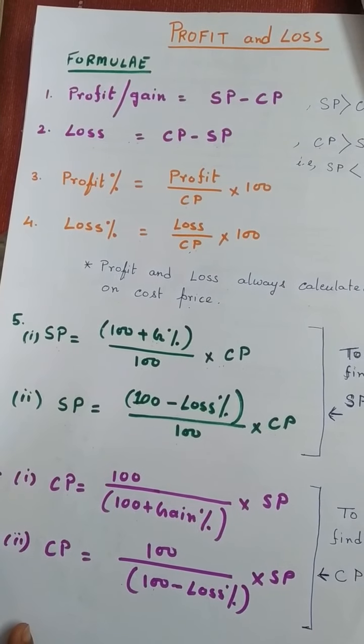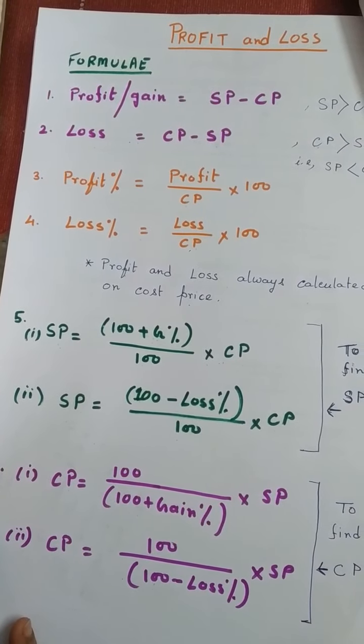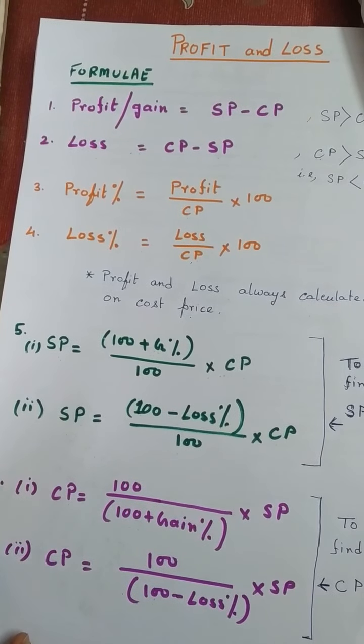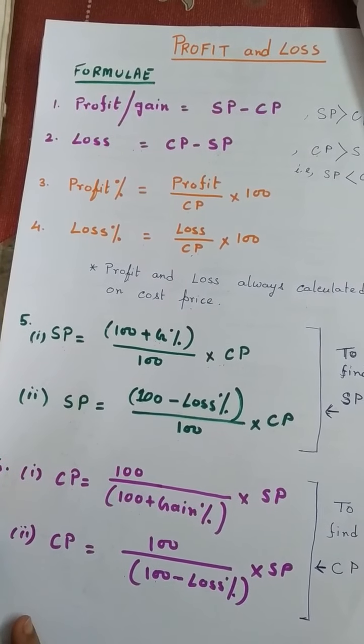One, to find profit or loss. Other, to find profit percent or loss percent. Third, to find selling price. Fourth, to find cost price. So let's have some examples.